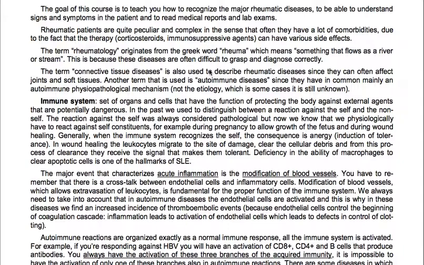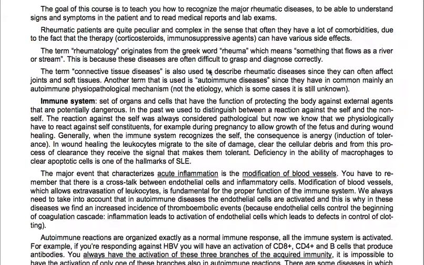Immune system. Set of organs and cells that have the function of protecting the body against external agents that are potentially dangerous. In the past, we used to distinguish between a reaction against the self and the non-self. The reaction against the self was always considered pathological, but now we know that we physiologically have to react against cell constituents, for example, during pregnancy to allow growth of the fetus and during wound healing.